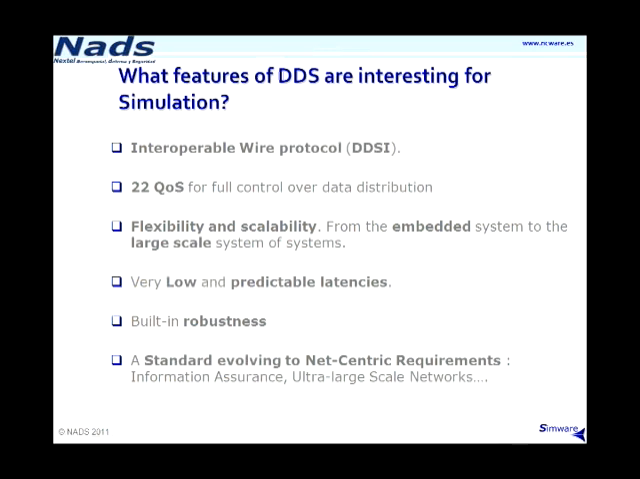Second, it has 22 qualities of service that allow full control of data. These qualities of service cover all the possible scenarios in nets, good nets, noisy nets, interruptions in communication, etc., and all possible scenarios in time restrictions. Also, they allow control of local resource usage.